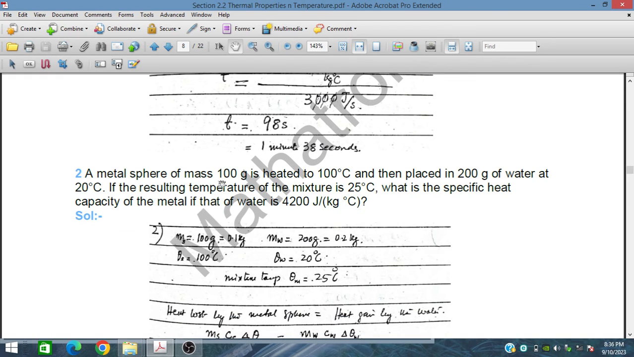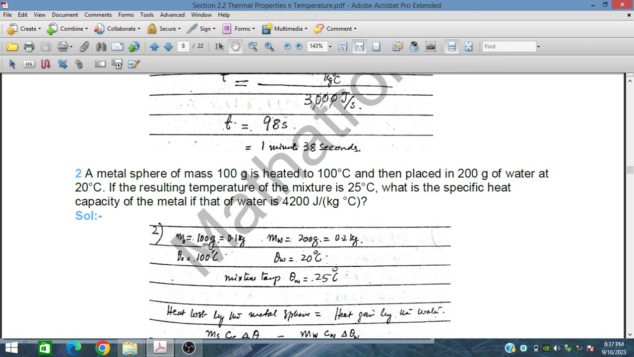Now a metal sphere of mass 100 grams is heated to 100 Celsius and then placed in 200 grams of water at 20 degrees C. If the resulting temperature of the mixture is 25 degrees C, what is the specific heat capacity of the metal if that of the water is 4200 joules per kilogram per Celsius?